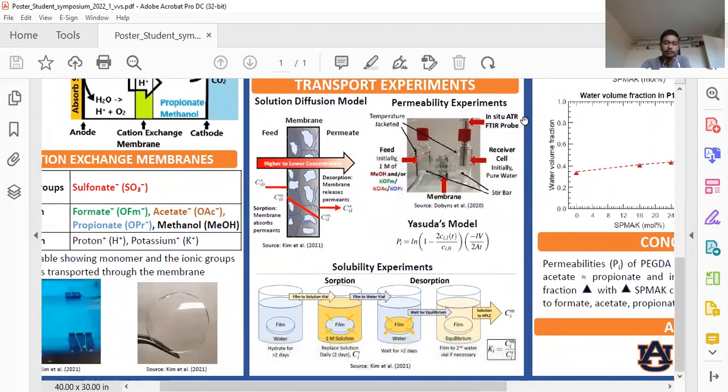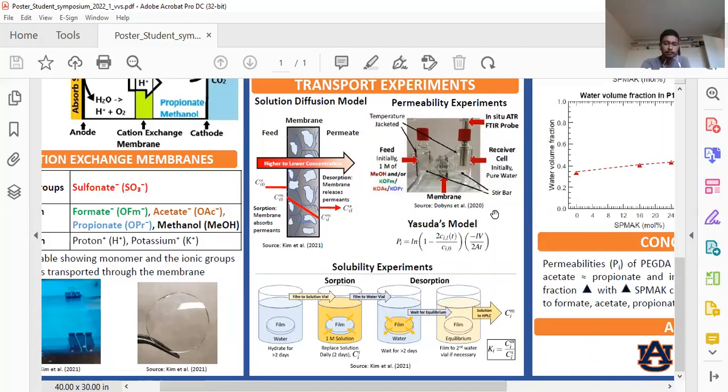After preparing these membranes, we subject them to transport experiments such as permeability and solubility experiments. The permeability experiment is performed by incorporating a membrane in between two custom dual diffusion cells with pure water on one side and a feed with 1 molar of solutes of interest such as methanol, propionate, formate, and acetate, as discussed previously. We would like to track how much of these solutes gets transported through the membrane with respect to time, and Yasuda's model helps us to calculate the permeability from this data.